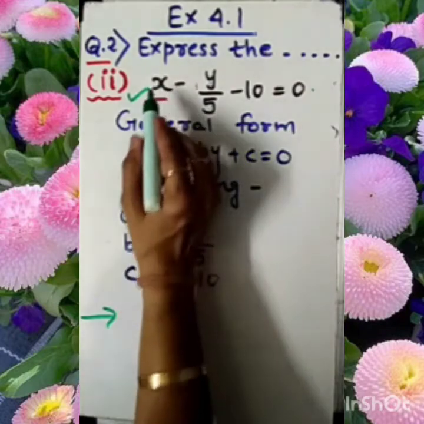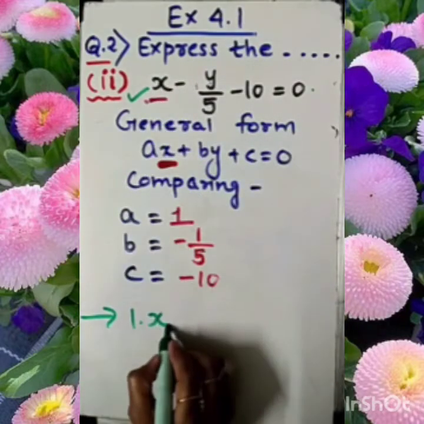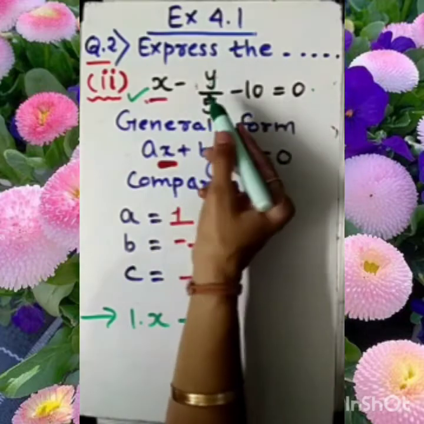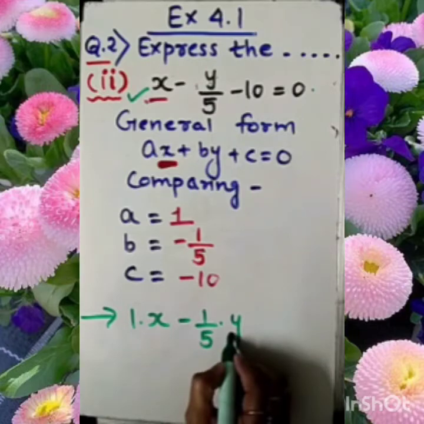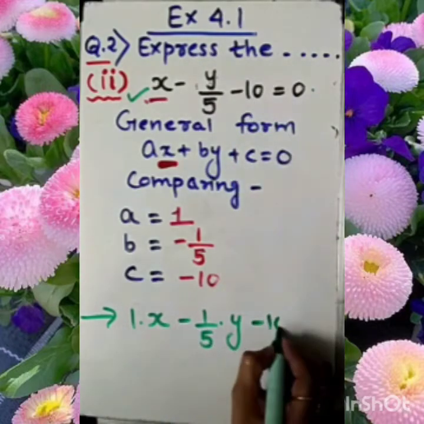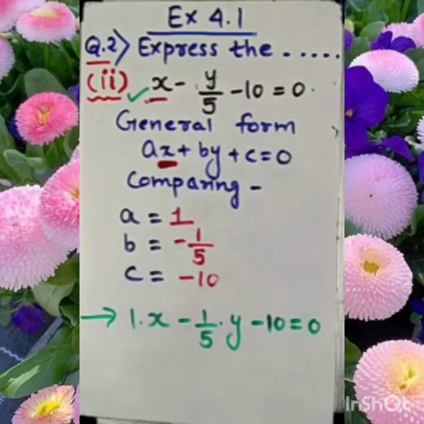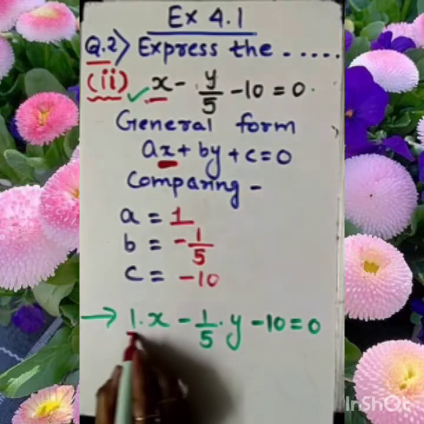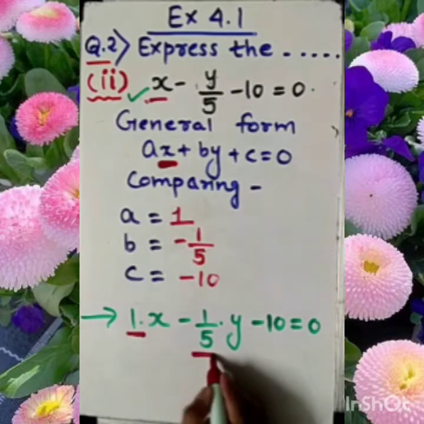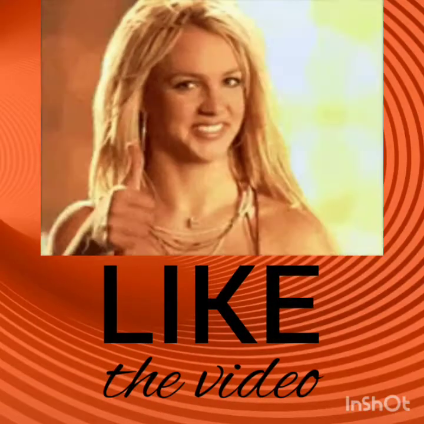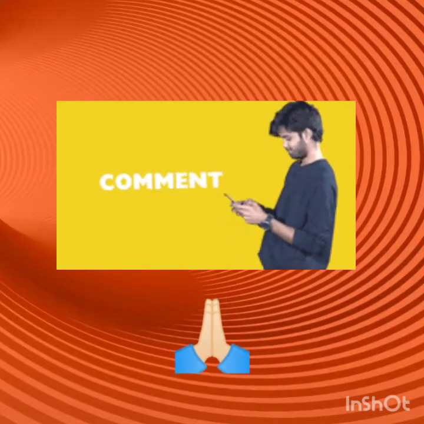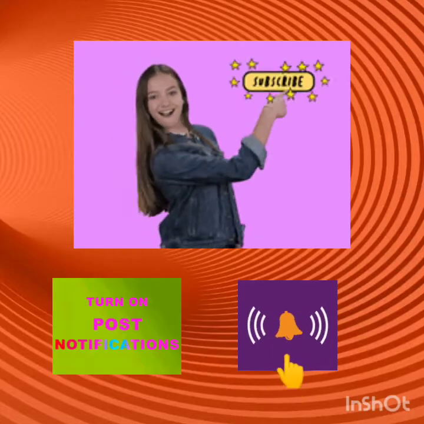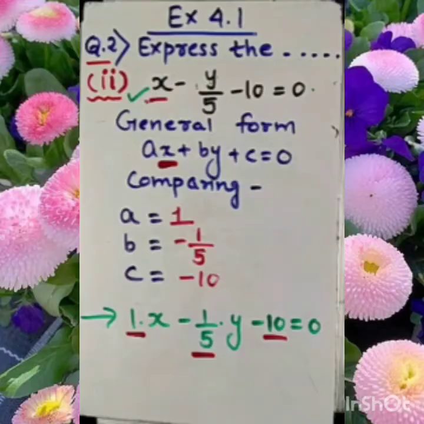Okay, x can be written as 1 into x minus y, the coefficient of y can be 1 by 5 into y, and of course this is minus 10. I hope through this it will be easy for you to compare. So a equal to 1, b equal to minus 1 by 5, and of course c will be minus 10. You can write this in the beginning also for your better understanding. Got it?